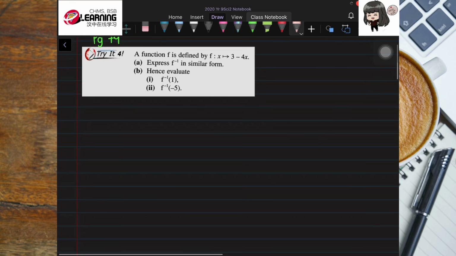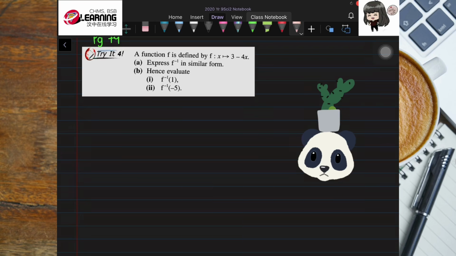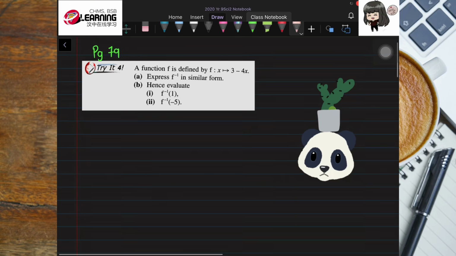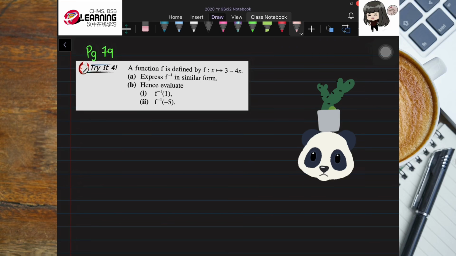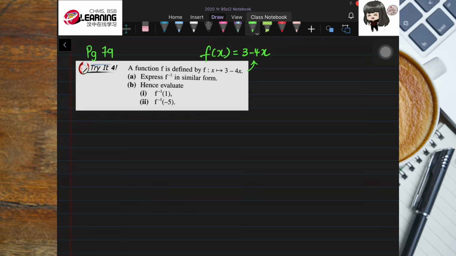A function is defined by f: x arrow 3 minus 4x. It can be written as f(x), or f of x equals 3 minus 4x. Don't worry, you can always change to this form. Part A: express f inverse. You need to write down the expression for the inverse. You have the expression for f, which is 3 minus 4x.